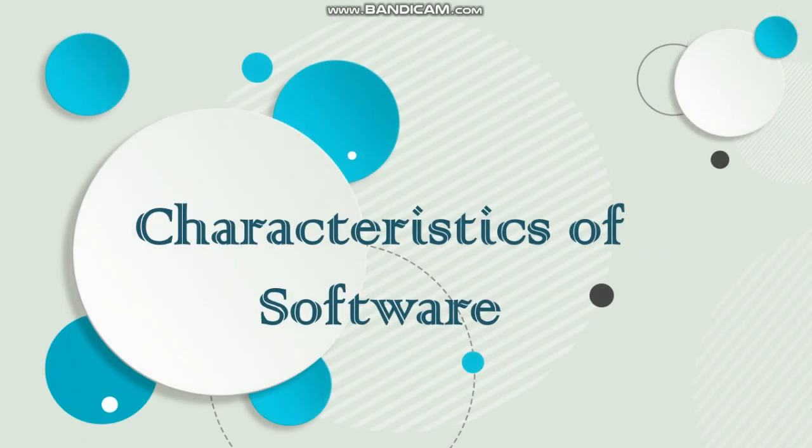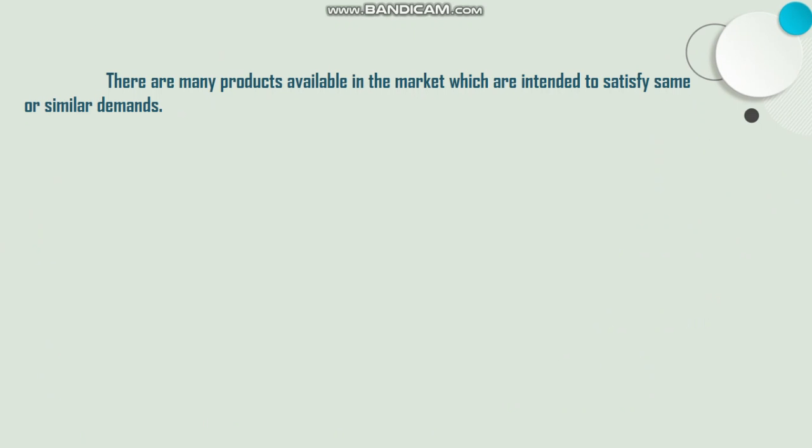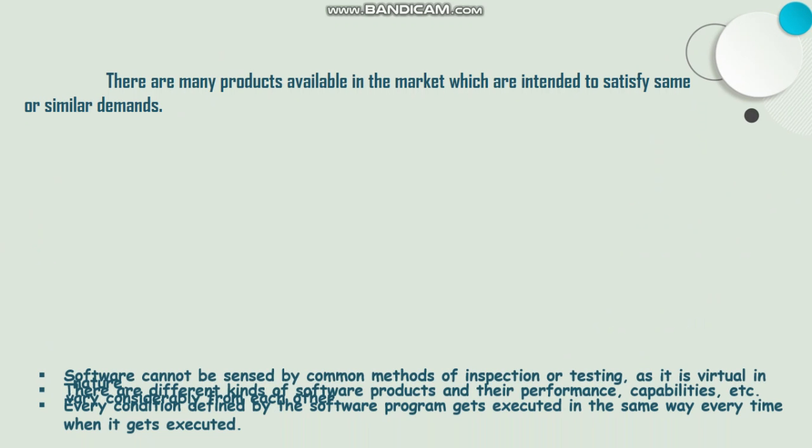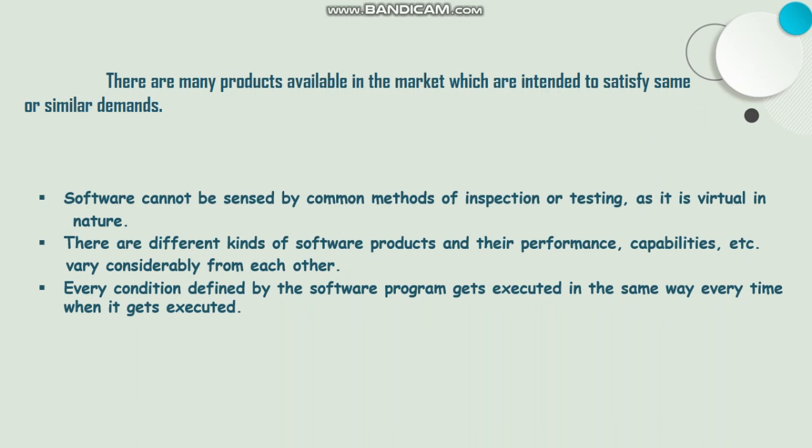Characteristics of software. There are many products available in the market which are intended to satisfy the same or similar demands. These are the following. Software cannot be sensed by common methods of inspection or testing as it is virtual in nature. There are different kinds of software products, and their performance, capabilities, etc. may vary considerably from each other. And every condition defined by the software program gets executed in the same way every time it is executed.